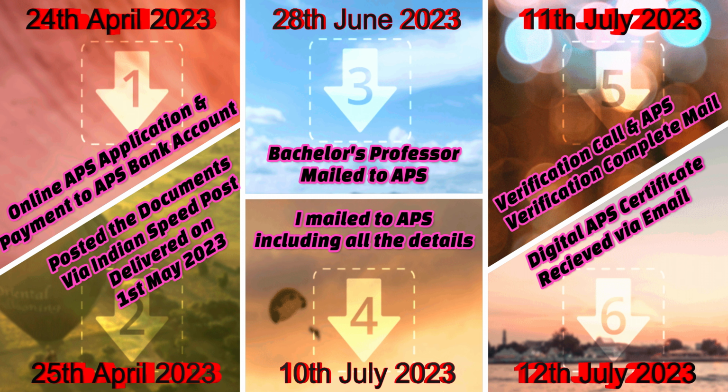So I did that on 10th of July. On 11th of July, I received the verification call and the APS verification complete mail that same evening. And then finally, the digital APS certificate was received via mail on 12th of July. That was the lucky day for me. I got it after a long wait.